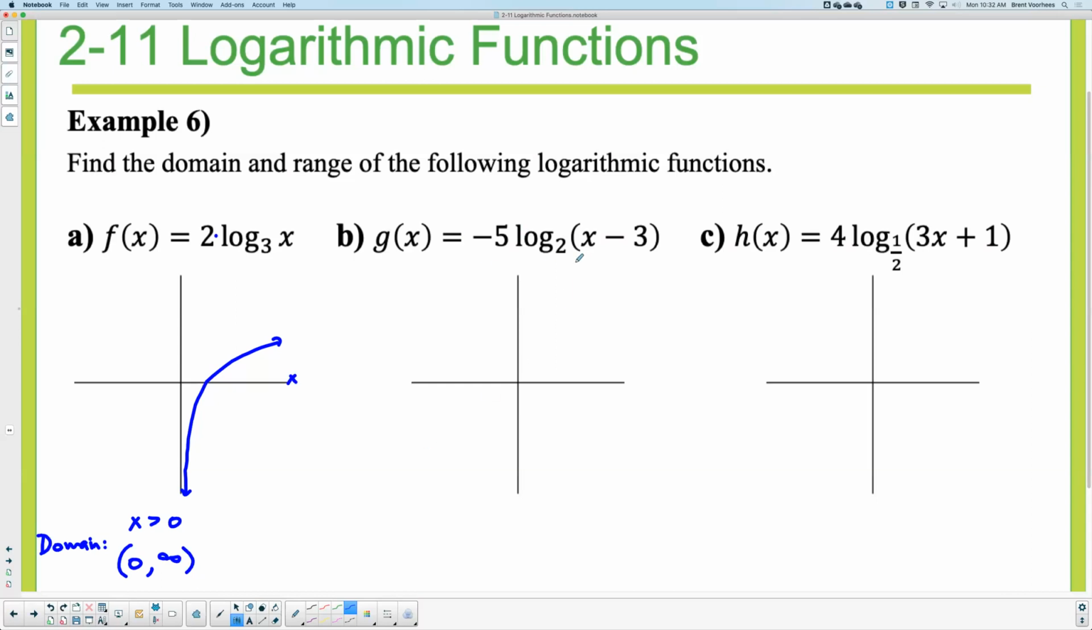Okay, what about this? Oh, we have to do range as well. All right, what about the y's? How low? Negative infinity. How high? Positive infinity. So using interval notation, you would say y is all reals. And interval notation, oh, that means with inequalities.